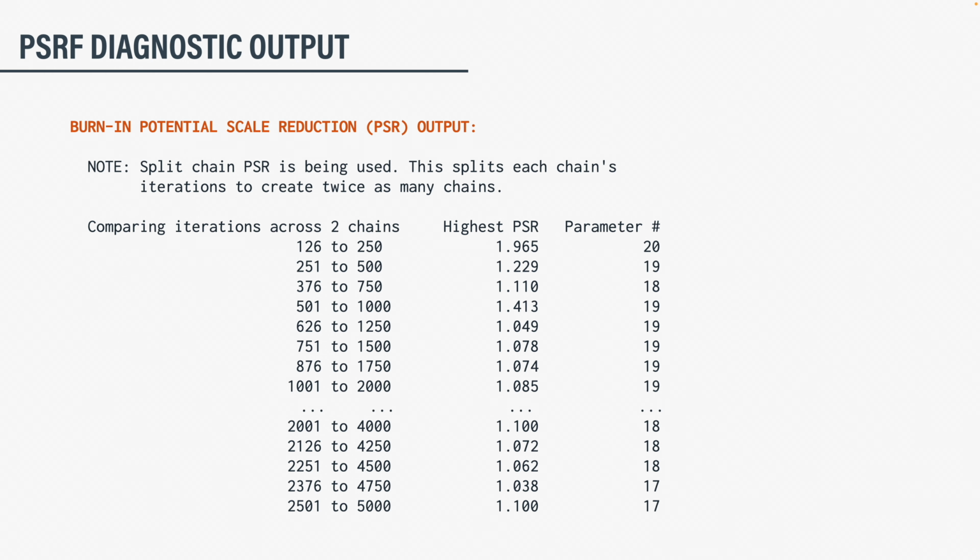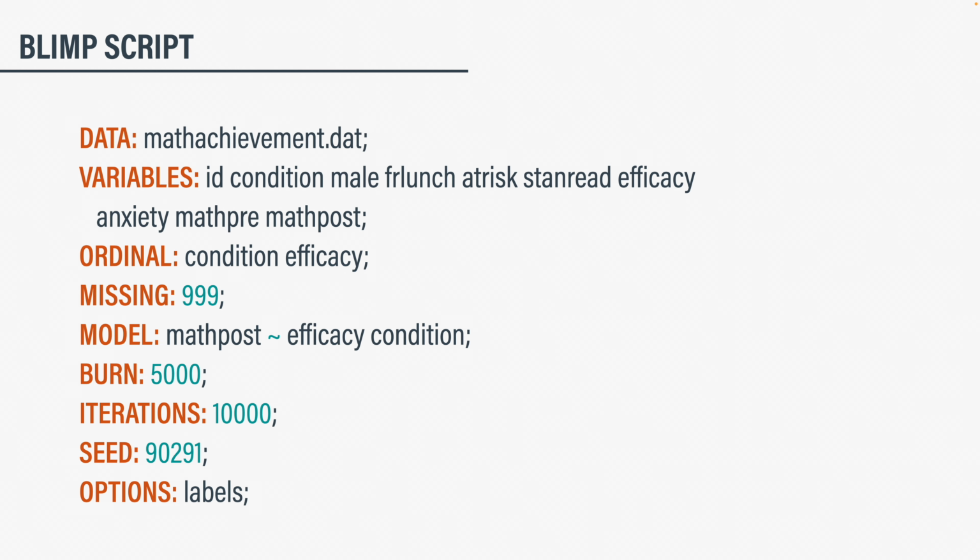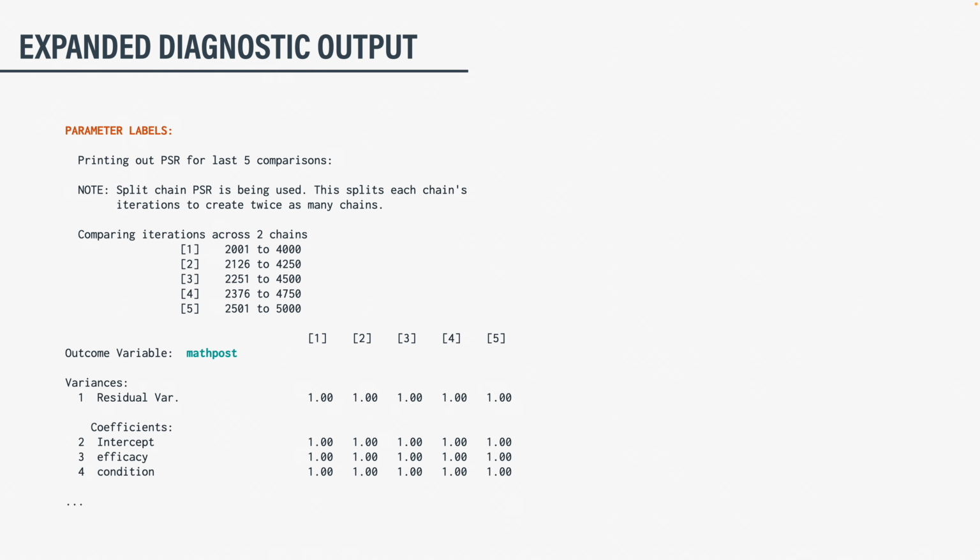Revisiting that previous table, the rightmost column gives a numeric index for the parameter with the highest potential scale reduction factor diagnostic. The table tells us that parameters 17, 18, and 19 are producing the high diagnostics. To see which parameters we're talking about, we need to make a small addition to the script. The syntax is the same as before, but I've added the options command and the labels keyword. This will print out a full summary table that has the PSR diagnostic for every parameter in the model. The output now includes an additional table titled Parameter Labels.